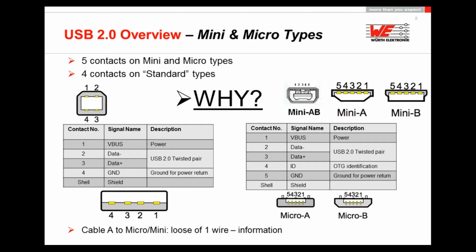Type A we have mostly used for a master device, for a computer, things like that. And the Type B was mostly used for a slave device, for a printer, for a scanner or something like that. So there we had these 4 pins, and with the first evolution step to the mini and micro type, we were adding 1 pin. So from 4 pins, we were jumping to 5 pins.